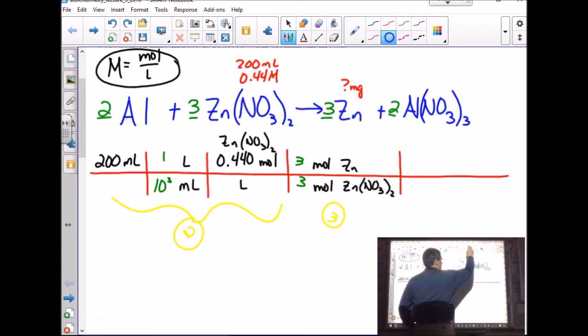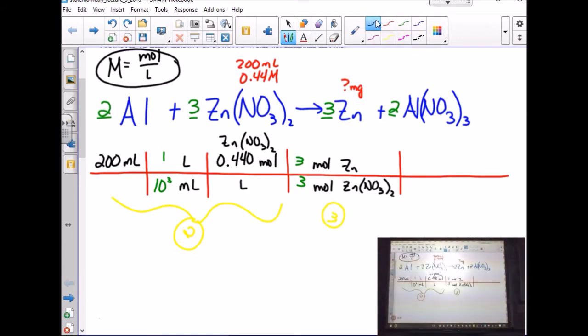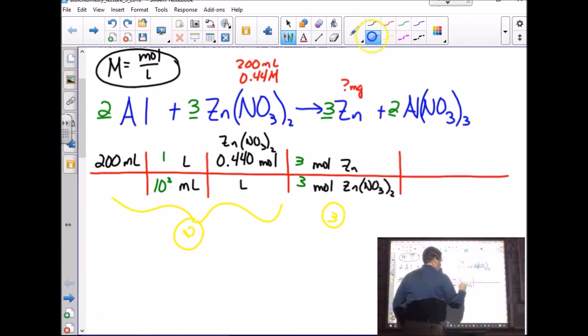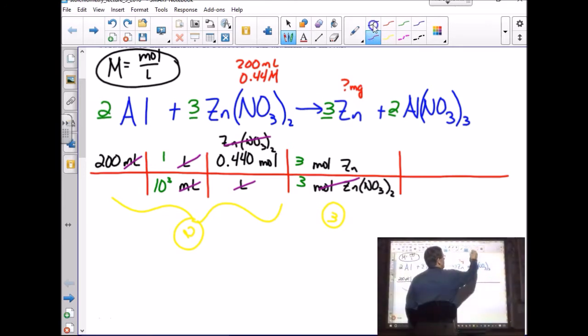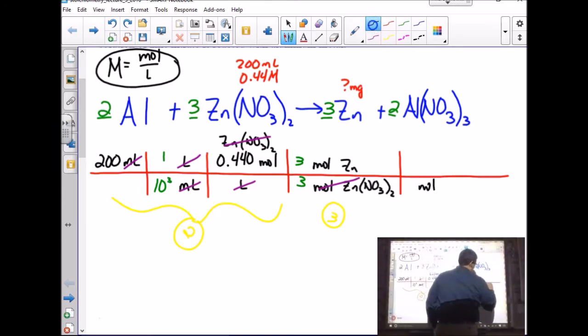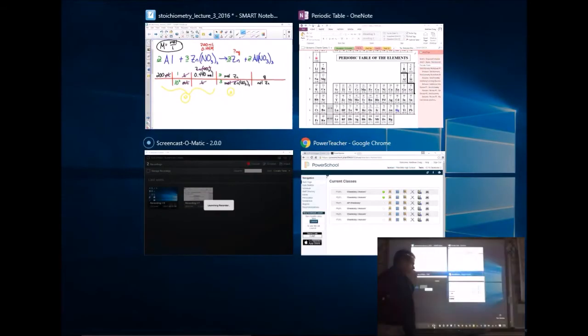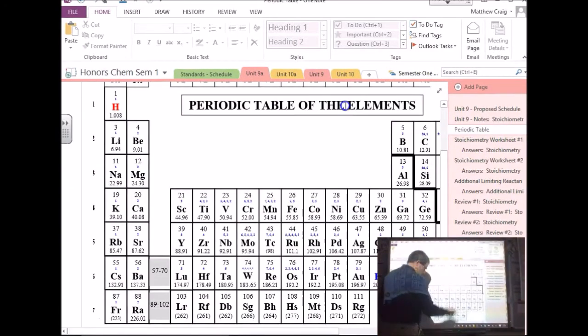So step 4, we want to convert to the desired unit, which if we stopped right here, we would have moles of zinc. Okay, so if we stopped right here, that would be gone, that would be gone, that would be gone. So how do I get rid of moles of zinc and get it to milligrams? Good, so if it's not what we're looking for, move it diagonally and convert the moles of zinc to what? Grams, because that's what's on the periodic table. And zinc is 65 point something. 3.9? Good, okay.